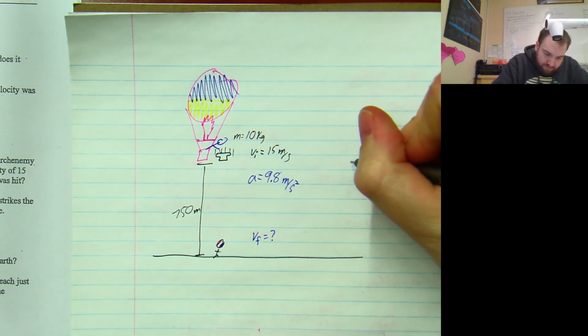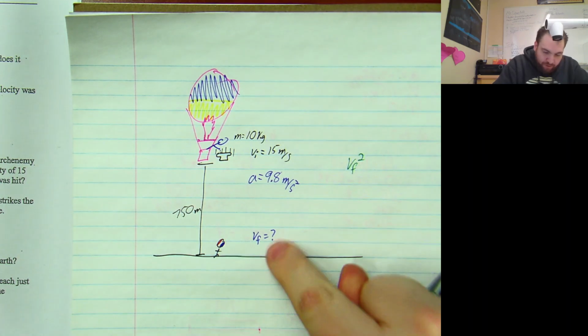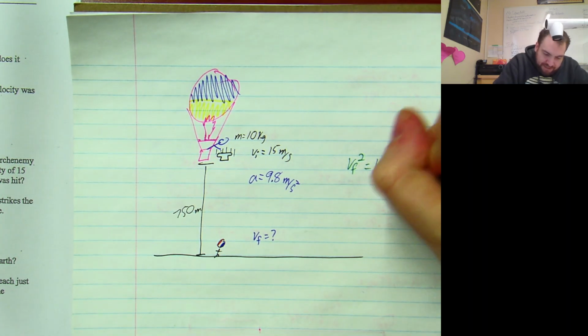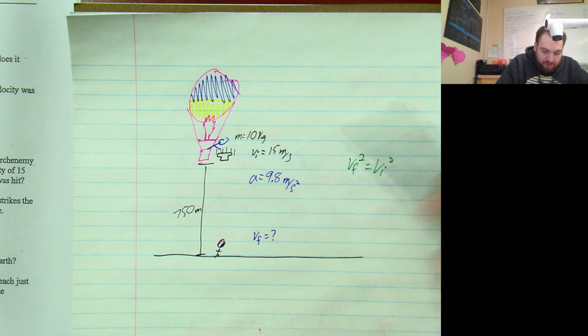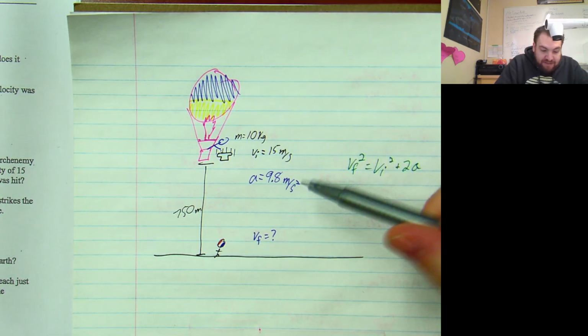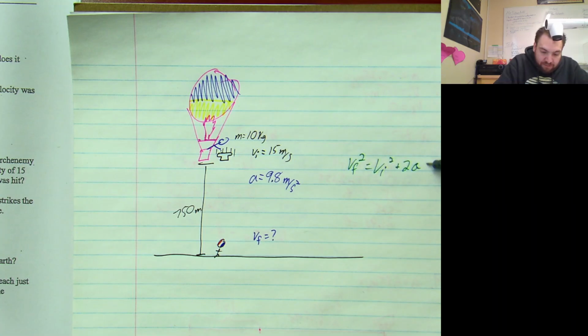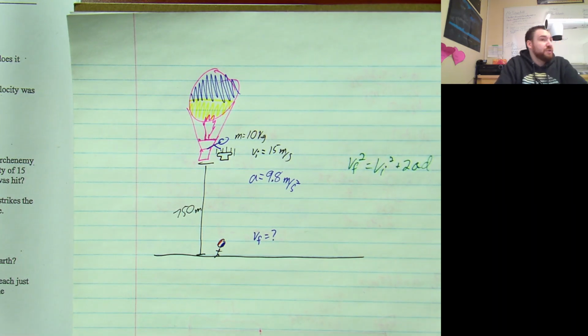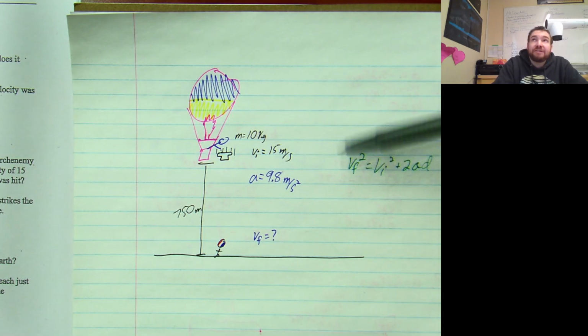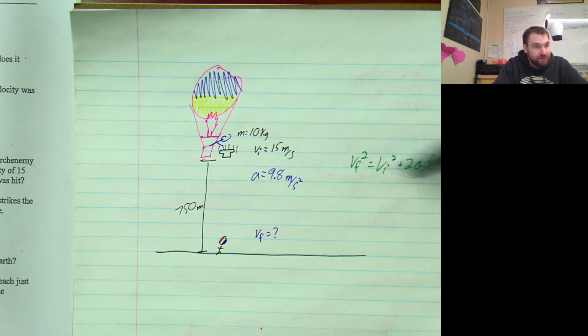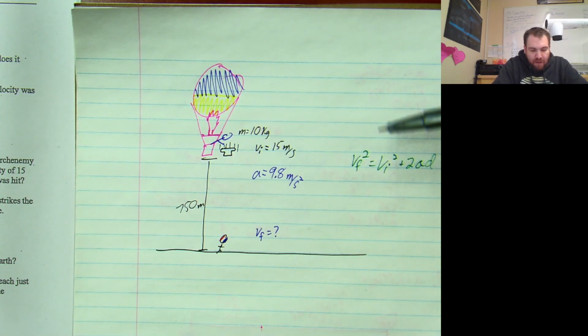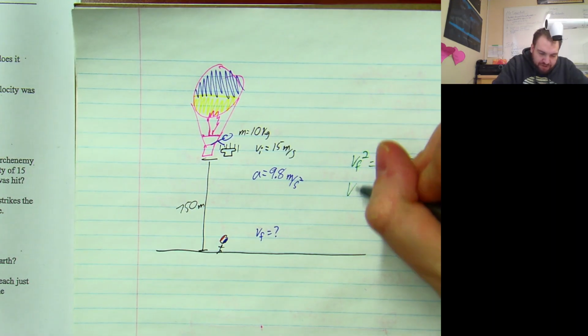VF squared, what we're looking for, equals VI squared, one of the pieces of information that we were given, plus 2A, which we're given, and D, which we know, because we're also given that. So even though we also know the mass, it doesn't show up in here as something that we need to take into account, so we're fine. VF is what we're looking for, so let's fill in what we know.